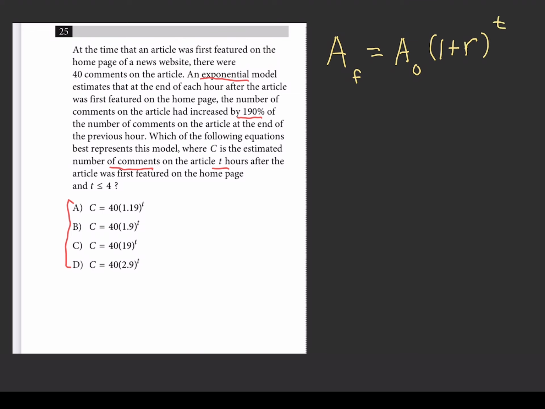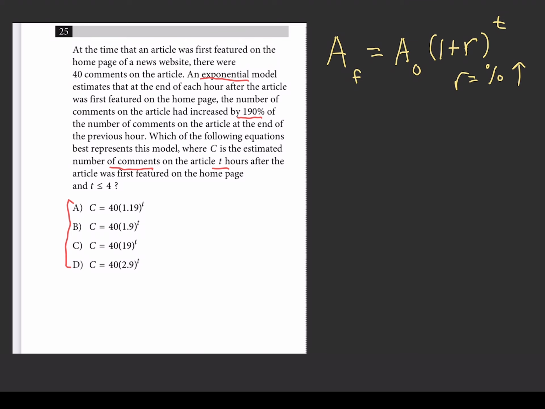So what is the R value? The R value is going to be the percent, in this case, increase, the percent that it goes up. And we're going to need to have that in decimal form. So 190% is the increase.